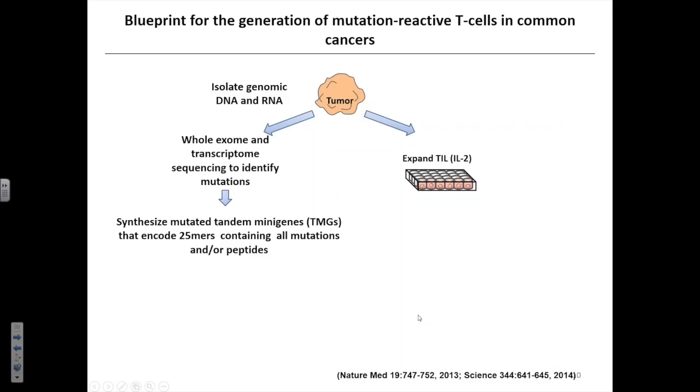So we developed a technique that we first described about 2.5 years ago in Nature Medicine. It's a blueprint for the generation of T cells that are reactive against mutations in that particular patient's cancer. We do this by isolating genomic DNA and RNA, and doing whole exome and transcriptome sequencing to identify the mutations. And you know far better than I how easy that is to do. We have a NextSeq in my own lab. We can do the sequencing in 3 days.